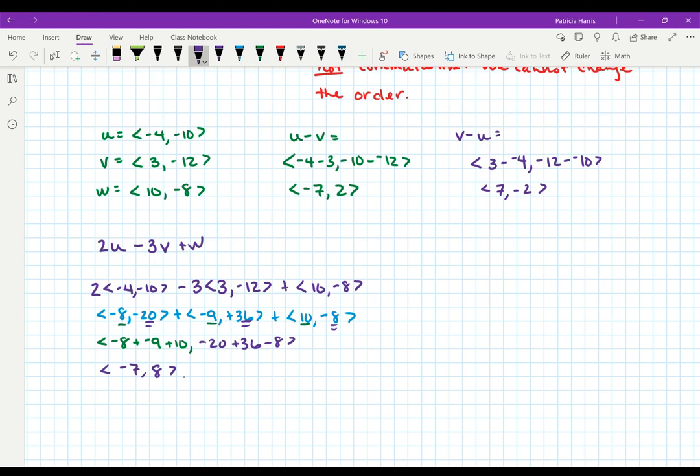Okay, so the trick with this is don't make it harder than it is, and vectors are usually fairly friendly. Okay, so I hope this was helpful, and we will talk about unit vectors in component form versus linear combination form in our next video.